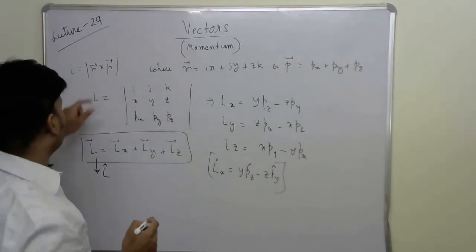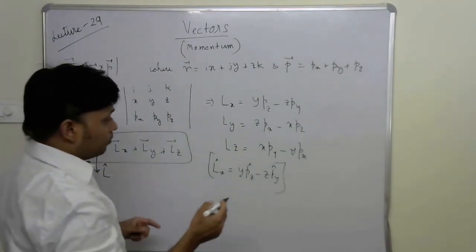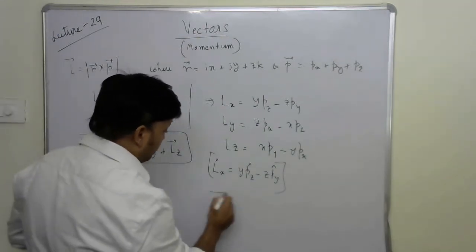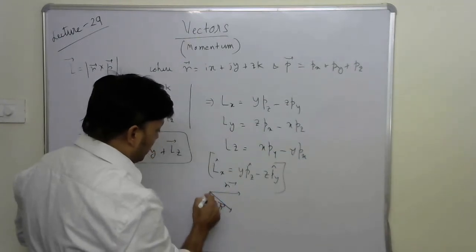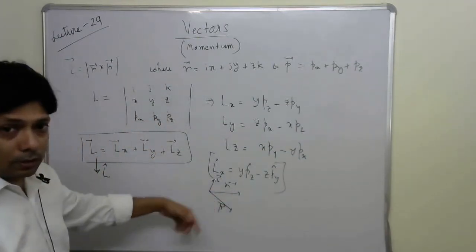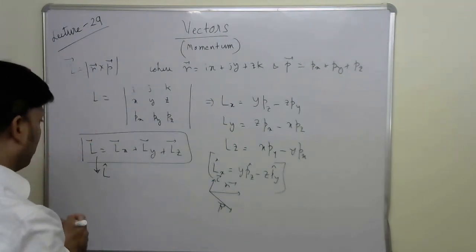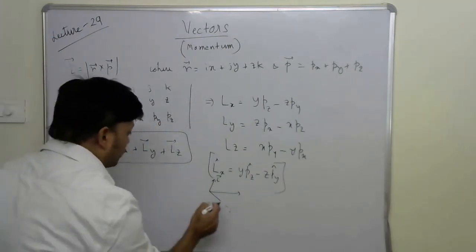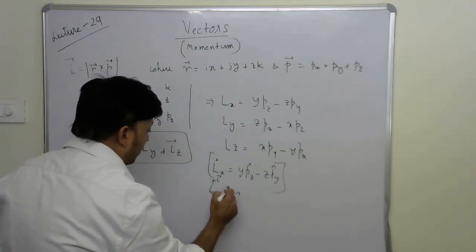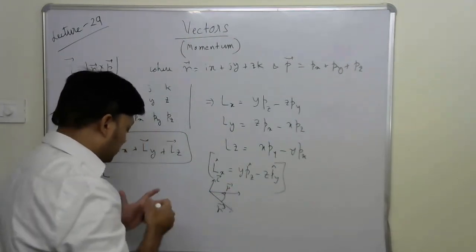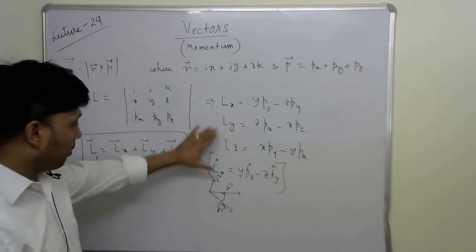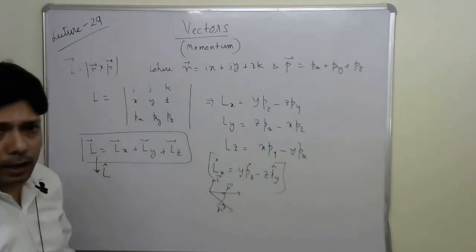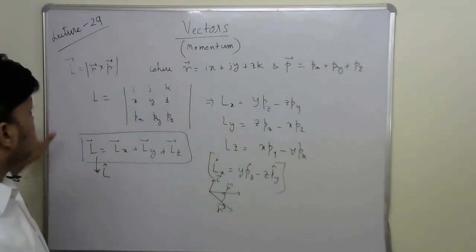Now what would be the direction of L? The direction of L would definitely be perpendicular to the plane of R and P. If we have this vector R and this vector P, then L becomes perpendicular to R and P. According to our definition, as we saw earlier, we draw it like this: this is R and this is P. This is the right-handed system, so the direction of L is perpendicular to the R and P plane.